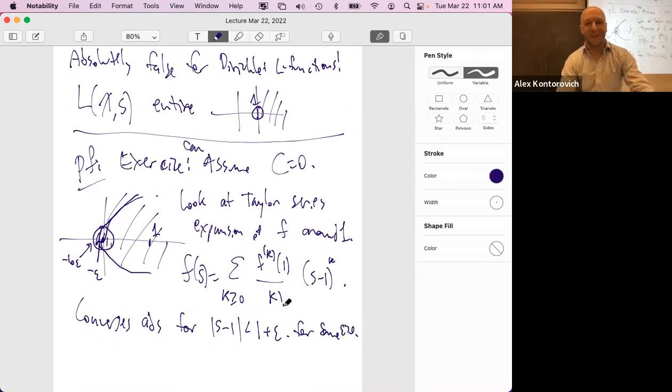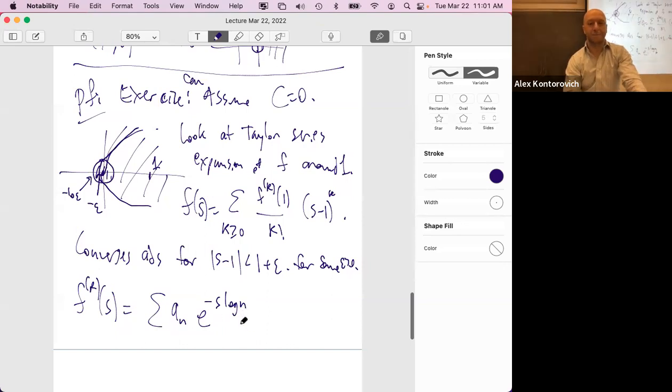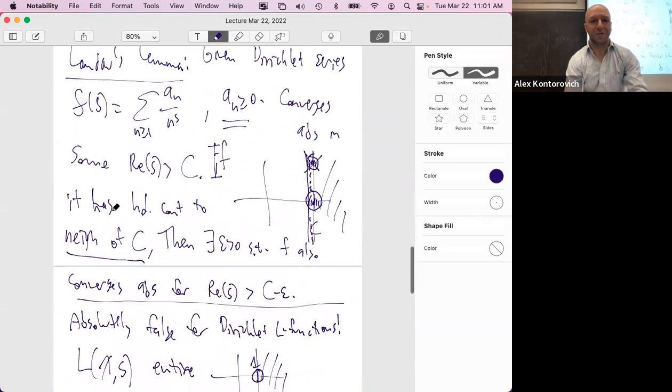Now let's work out what that derivative is. What is the derivative of F? Remember, F is a series, the sum of a_n times e to the minus s log n. We've already assumed that we have a holomorphic continuation around 0. Yeah, that's the assumption.